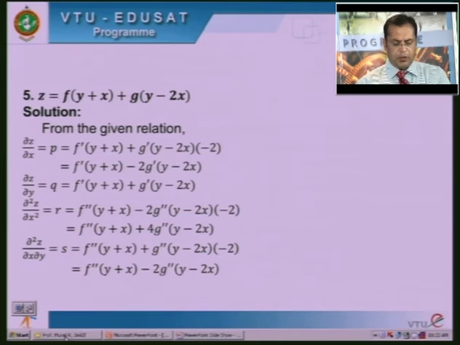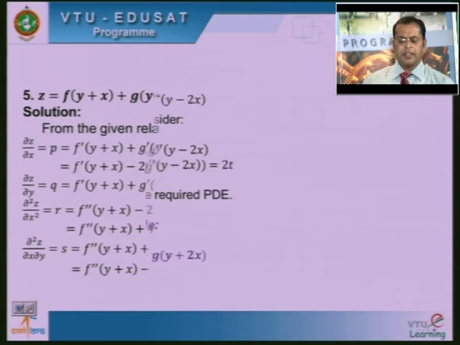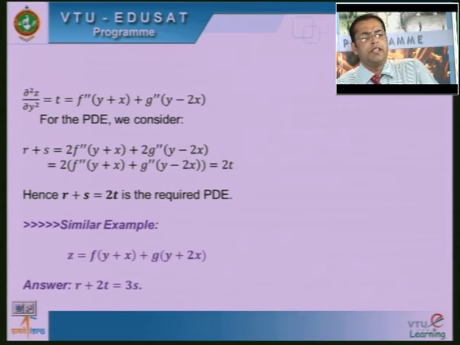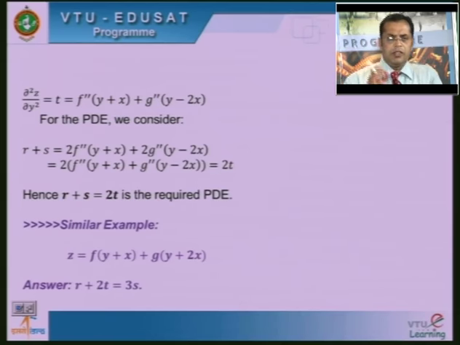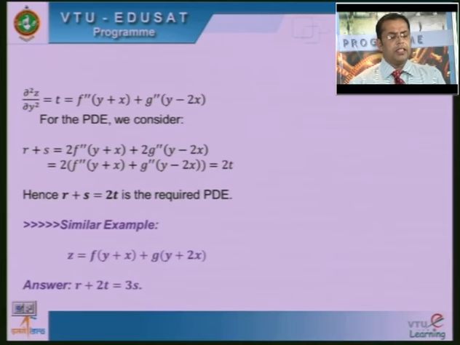One more second order partial derivative remains in this sequence, that is dou square z by dou y square, or t, which is obtained by differentiating dou z by dou y with respect to y. So, go to dou z by dou y and differentiate that with respect to y. So, f dash of y plus x changes to f double dash of y plus x, and g dash of y minus 2x with respect to y is transformed to g double dash of y minus 2x. So, that is written here.